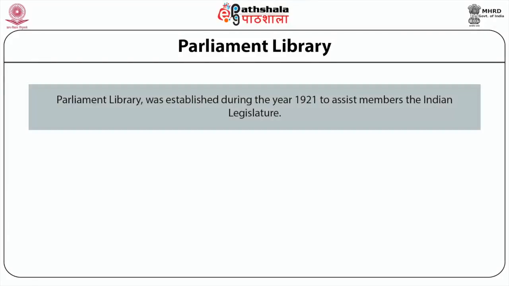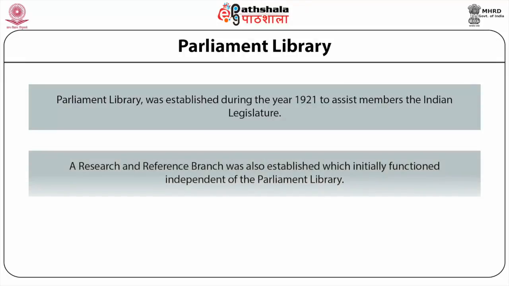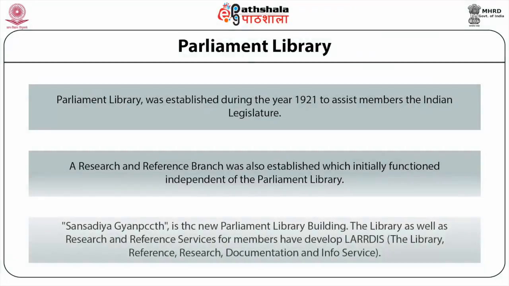The Parliament Library was established in the year 1921 to assist members of the Indian legislature. A research and reference branch was also established, which initially functioned independent of the Parliament Library. Sansadiya Gyanpith is the new Parliament Library building. The library, as well as research and reference services for members, have developed into LARRDIS, that is, Library Reference Research Documentation Information Service.